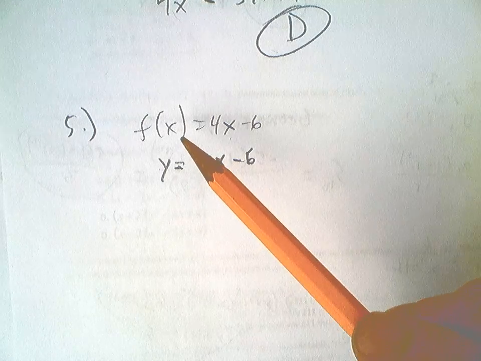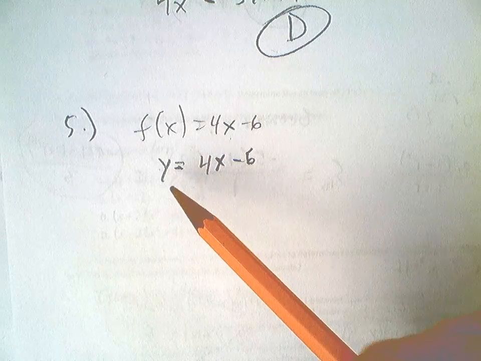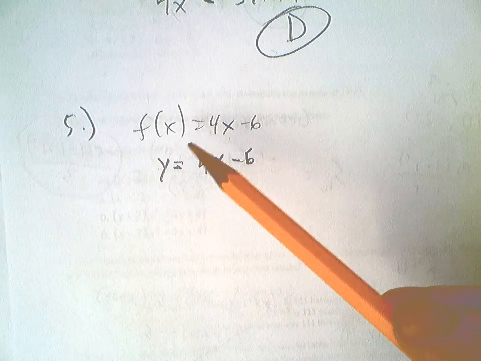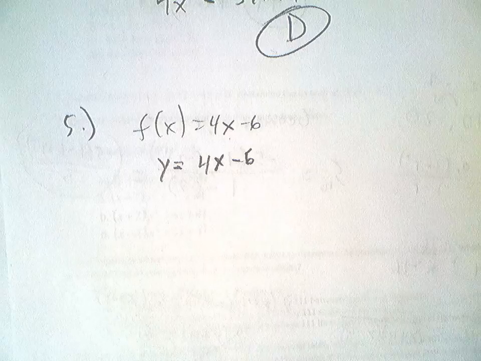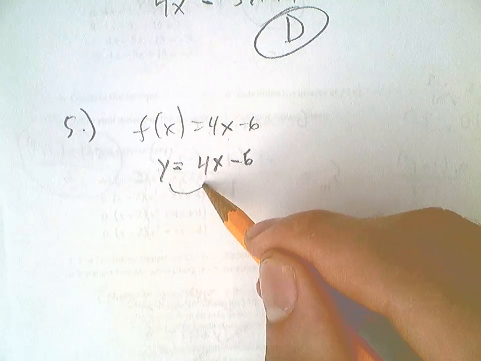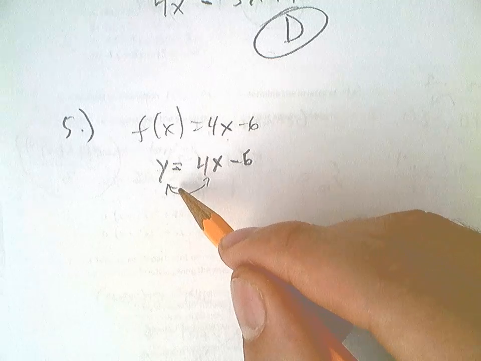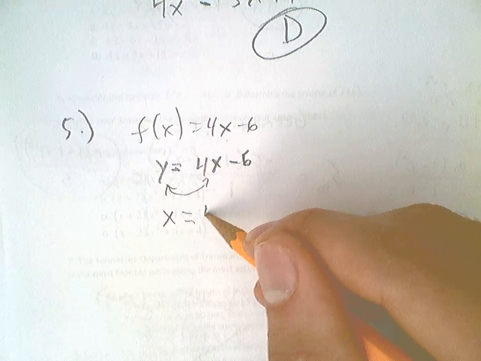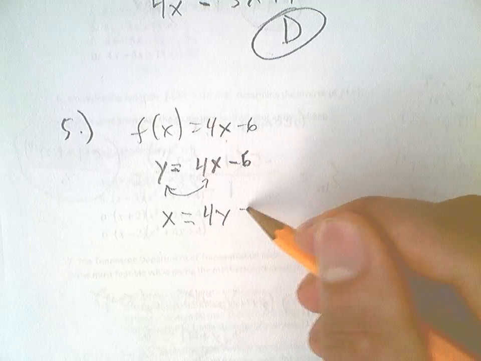So first thing I did here is just change f of x to y, simply because y is a little bit easier to work with than f of x. And the next thing that we are going to do is we're going to switch the places of x and y. So x equals 4y minus 6.